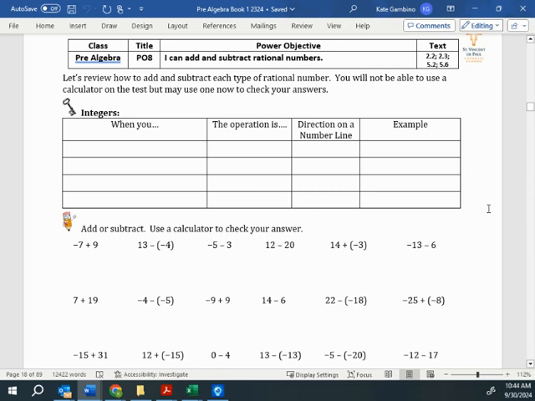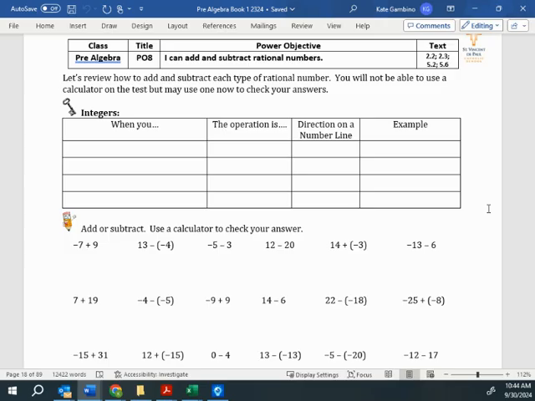Good morning. Today we are working on P08. I can add and subtract rational numbers. So we need to remember, what are rational numbers? Who remembers what's the definition of a rational number?